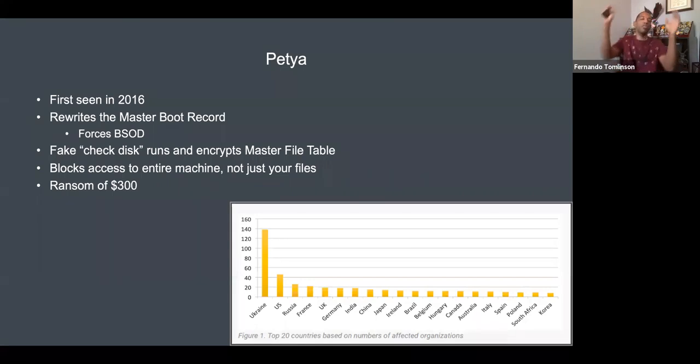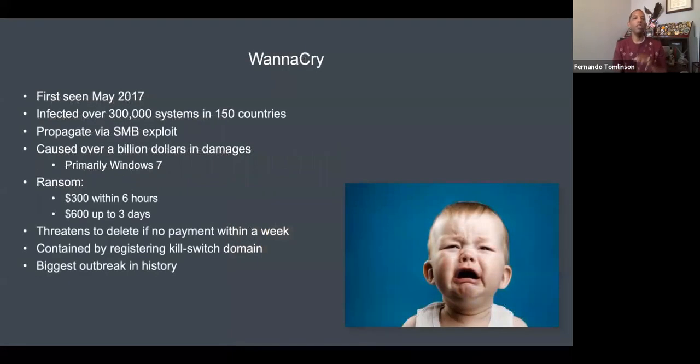So this blocked access to the whole entire machine, not just specific files on the disk as previous ransomware had done. The ransom in this case was roughly about $300, and it certainly varied. And looking at the target list, or who was affected most, we see Ukraine was affected substantially more than everybody else. We won't go into a history lesson about what was going on during that time, but this is certainly interesting. All right, so we had WannaCry come in 2017.